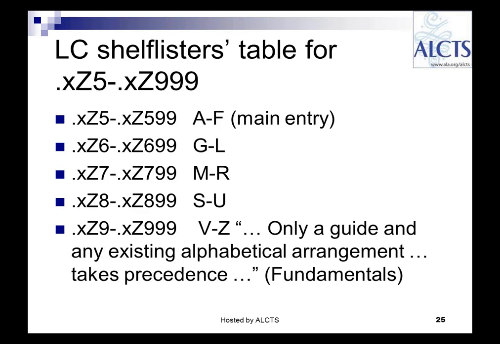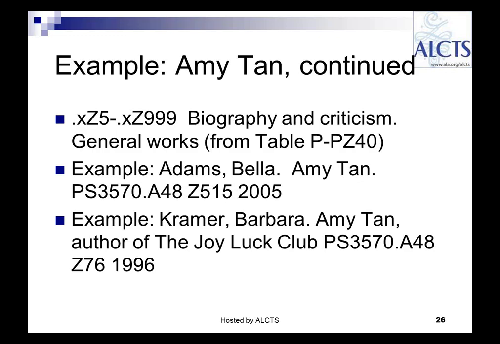Now, this I did pull from the workshop Fundamentals of LC Classification, and I'm quoting here, it is only a guide, and any existing alphabetical arrangement takes precedence. So you can use it as a guide, but you will find in looking in the LC catalog that these Z second cutters very often will be adjusted so that your particular titles will be arranged alphabetically by main entry. It's perhaps easier to understand this if we look at specific examples.